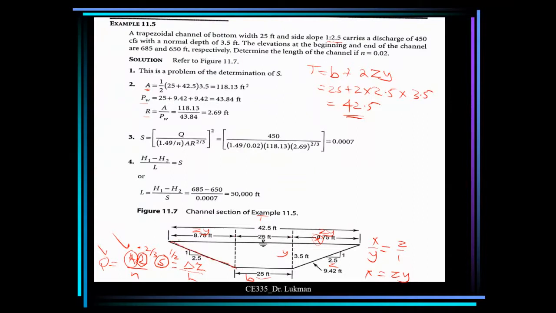Now this is ZY, which we found. So what about this side? We can also use the same similar triangle to find this side. If this is 1 to Z, then what is this one? The hypotenuse is the square root of 1 plus Z squared. If we call this X, Y, Z, let me call this one A.